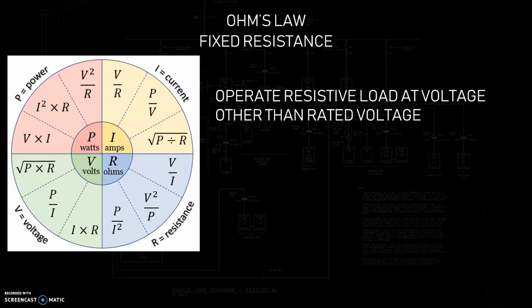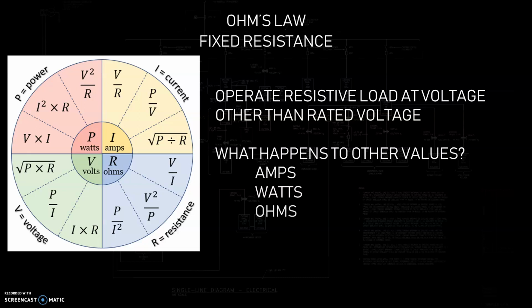So anyway, for a resistive load, what happens if we operate it at a different voltage other than what it's rated for? What happens to the other values in the circuit, right? And by that I mean we've changed the voltage. How does that affect the amperage, the wattage, and the ohms or the resistance? Okay. And that's what we're going to look at.